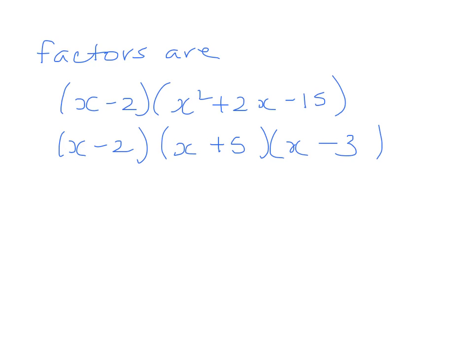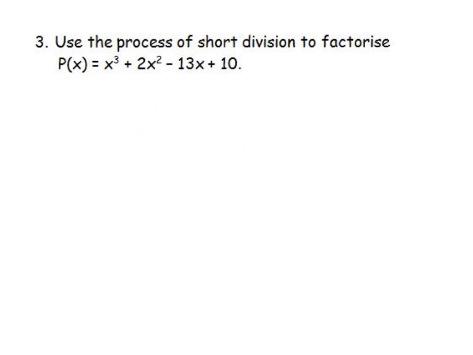Okay, and you can see that the process of long division, especially when you don't know a starting factor, can be quite involved. So we're going to have a quick look at something called short division in the next example. Okay, so we're going to use the process of short division to factorise p of x equals x cubed plus 2x squared minus 13x plus 10.